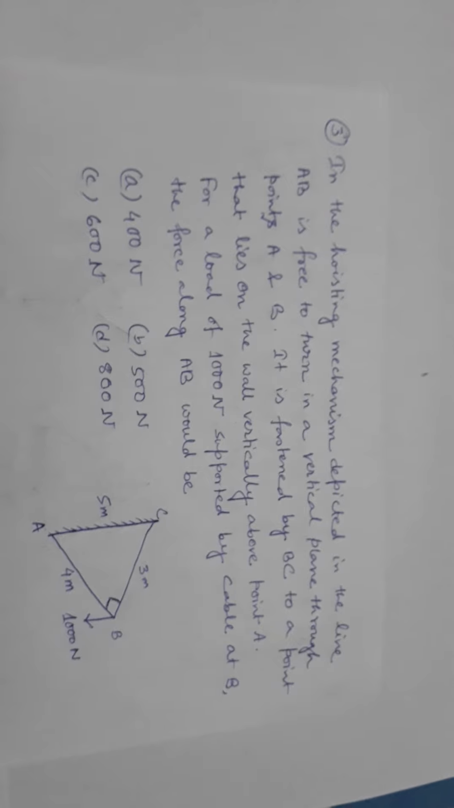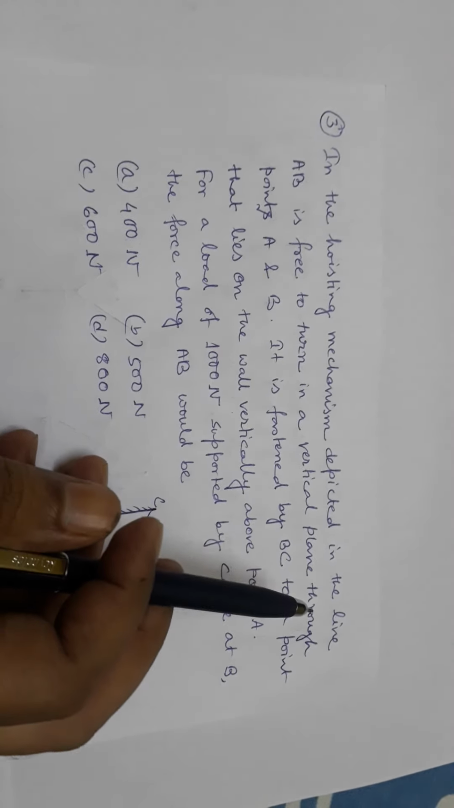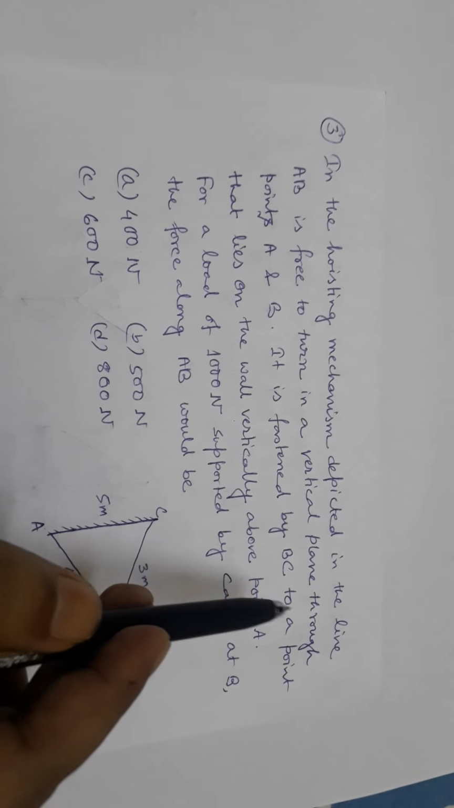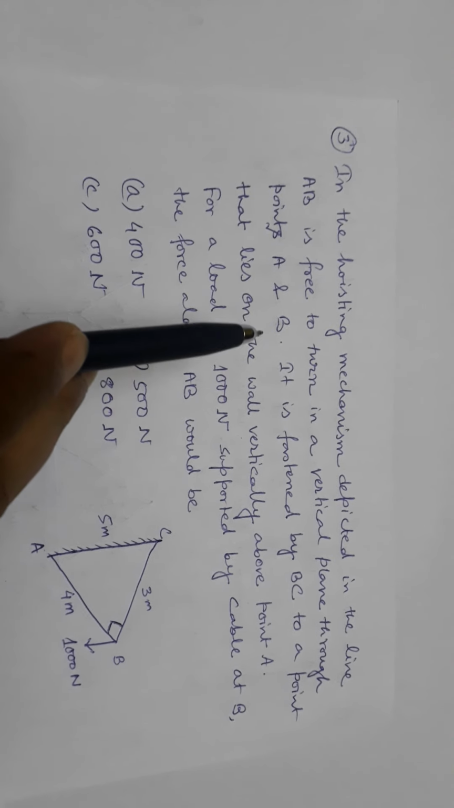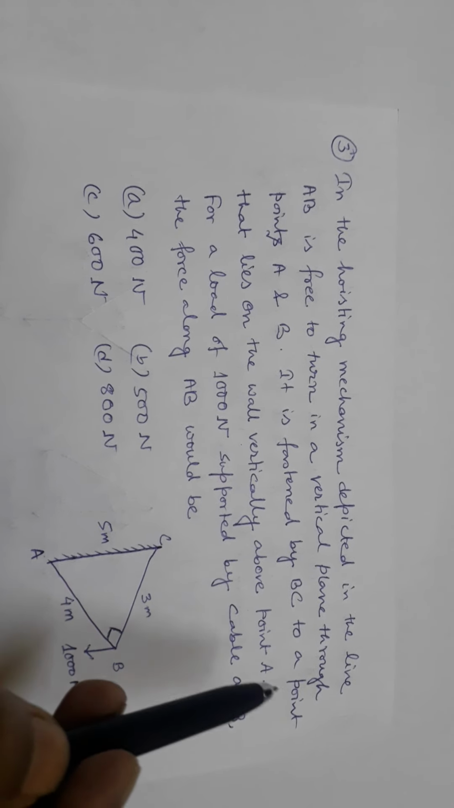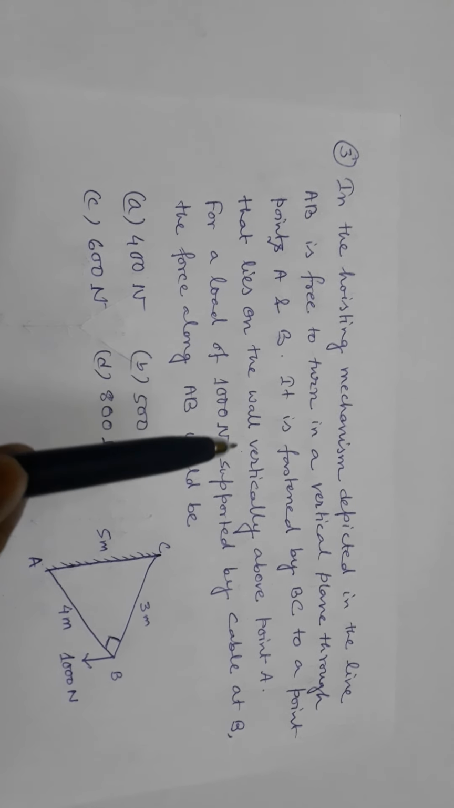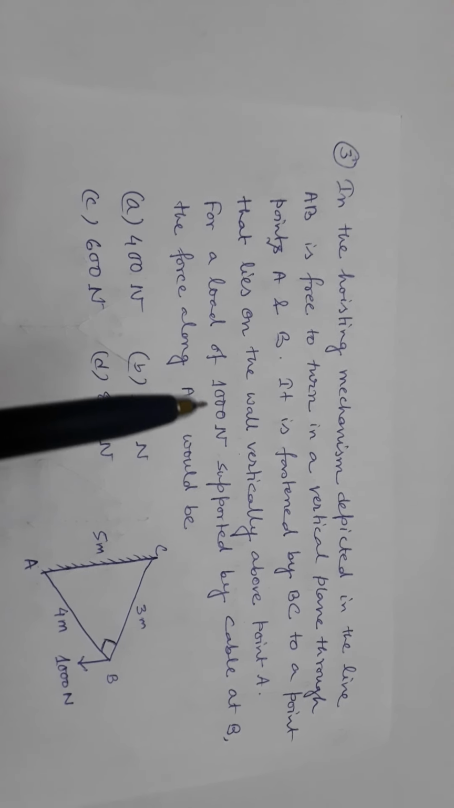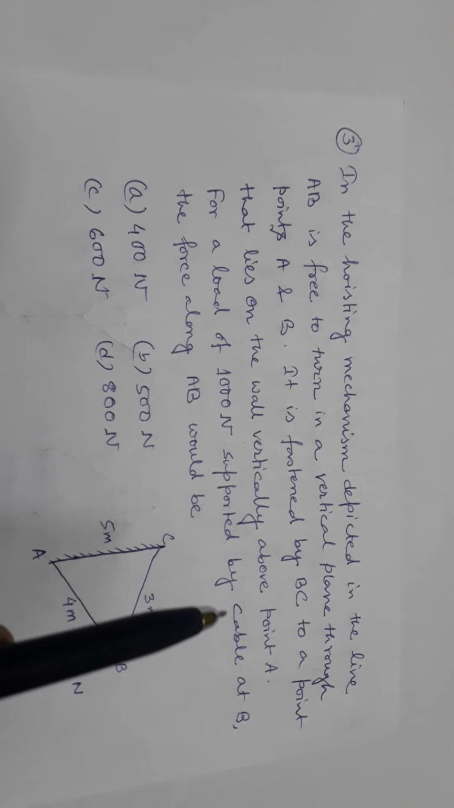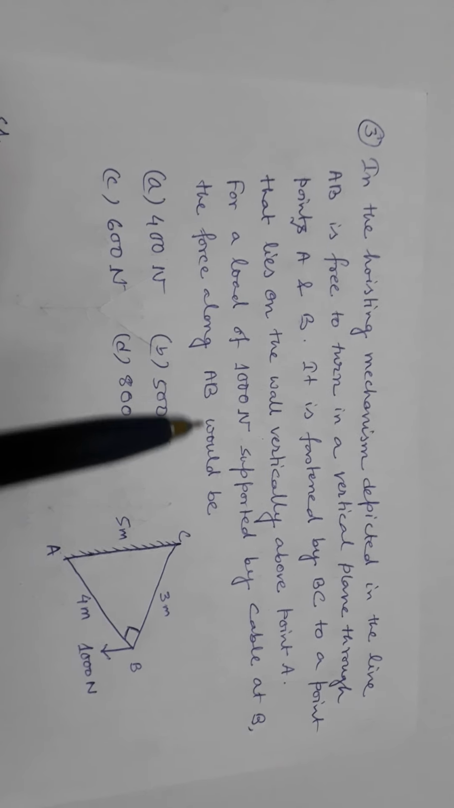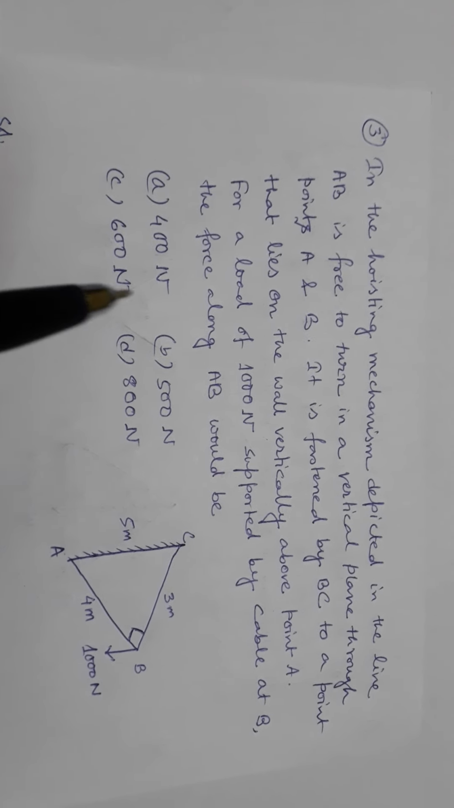Next problem. In the hoisting mechanism, the derrick AB is free to turn in a vertical plane through points A and B. It is fastened by BC to a point that lies on the wall vertically above point A. For a load of 1000 Newton supported by the cable at B, the force along AB would be. These are the four options.